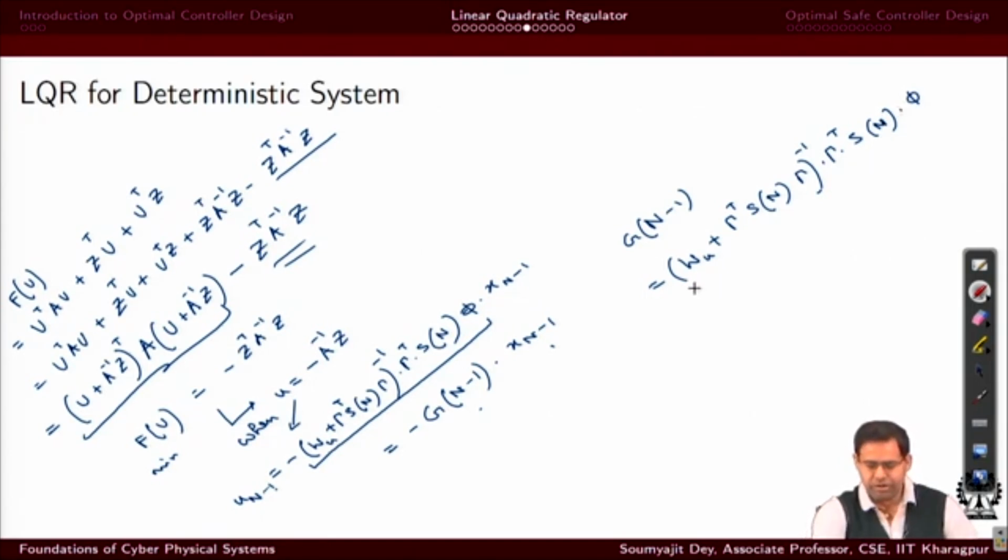So, that is it. G n minus 1 is given by gamma, W u plus gamma transpose Sn gamma whole inverse, gamma transpose Sn phi. So, that is your n minus 1th step gain, and you have a definitive way to calculate it given the parameters of the system. Do I have all the parameters? Well, if you inspect, you have Sn, right, but Sn is defined as Q naught, right. So, that is not a problem.